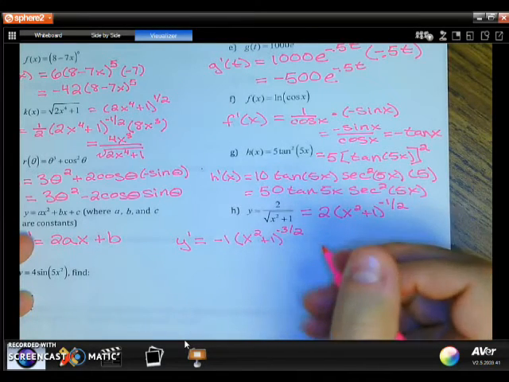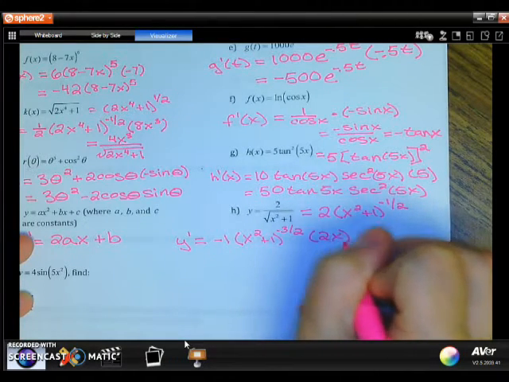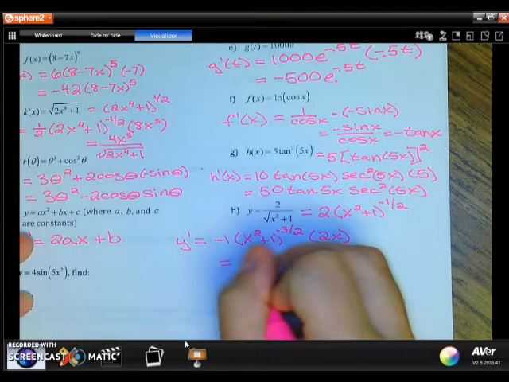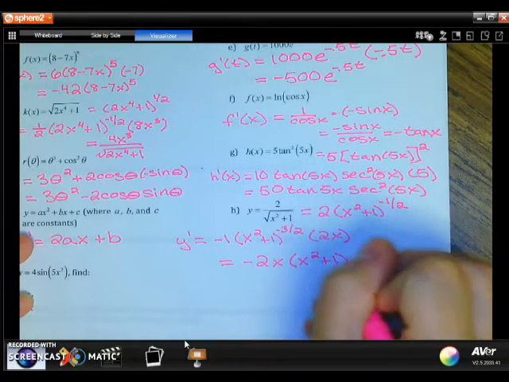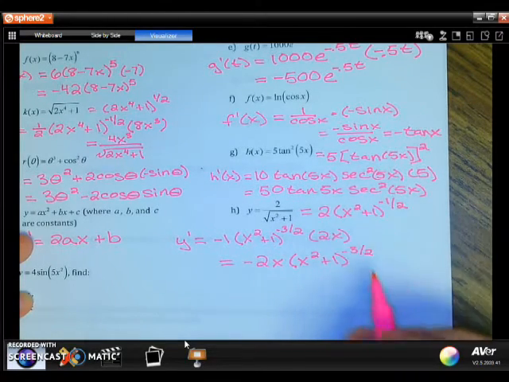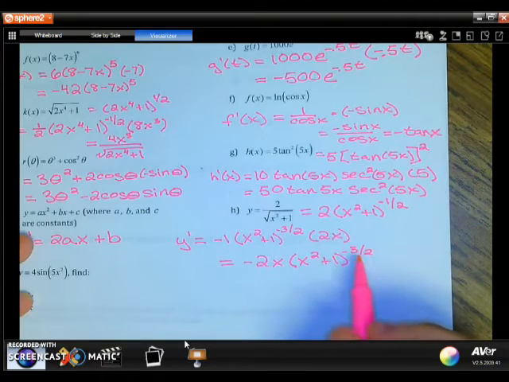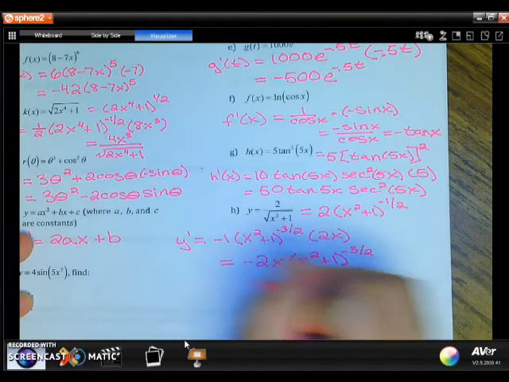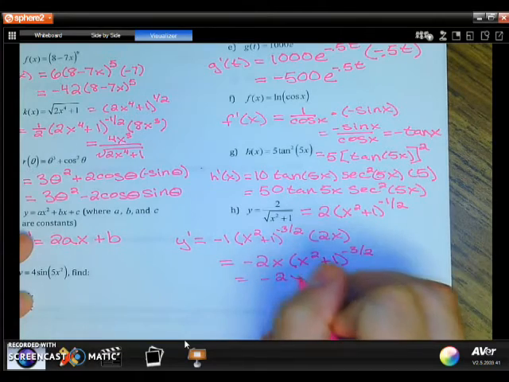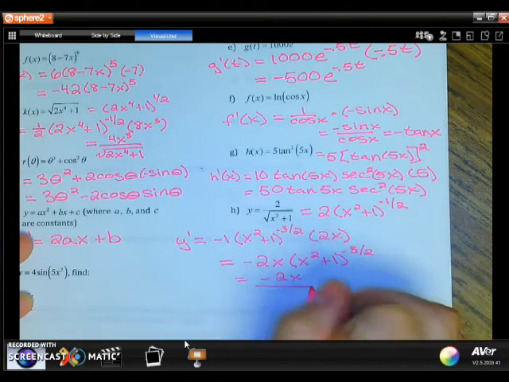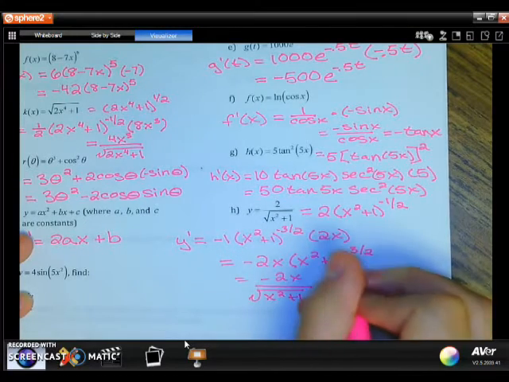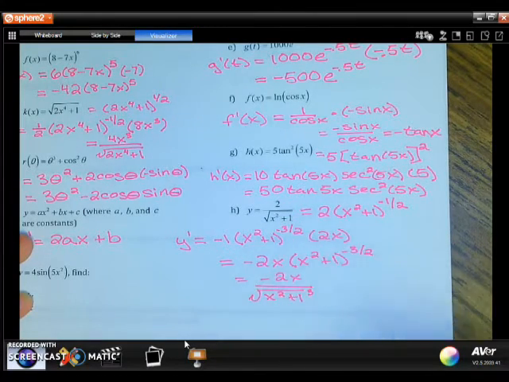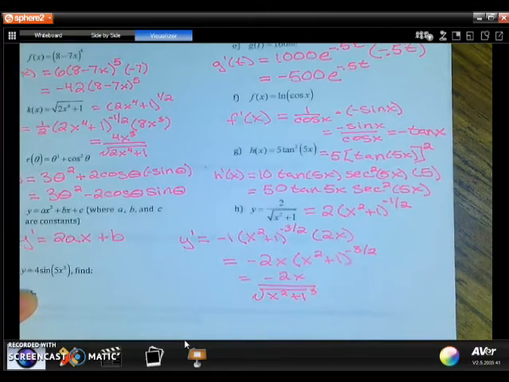So the derivative of x squared is just a 2x. And you probably would bring that out front, so it would be negative 2x times this negative 3/2. And again, if you wanted to rewrite it with this in the denominator, it would be negative 2x over the square root of x squared plus 1, power over root, so that would be to the 3rd power there. Okay. And that's all number 1.